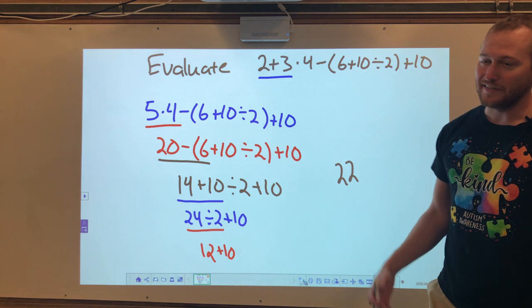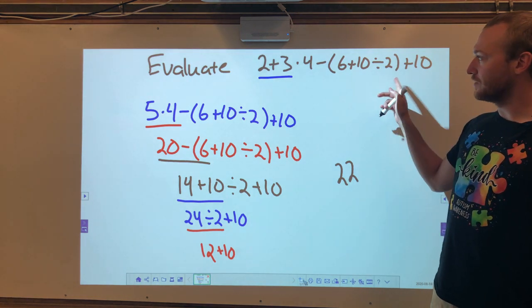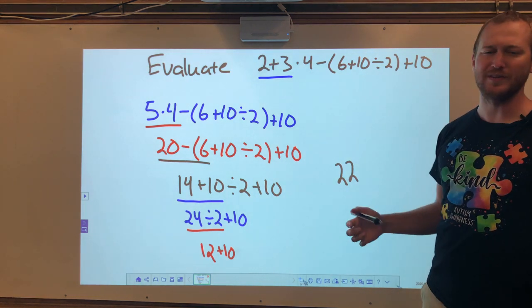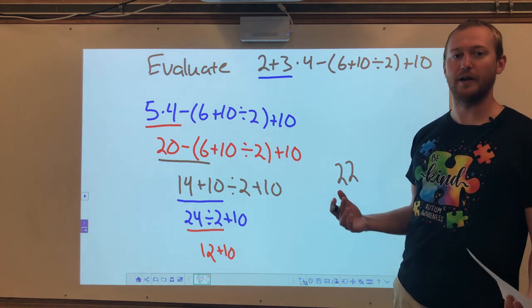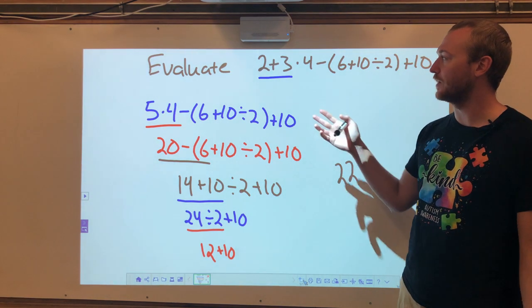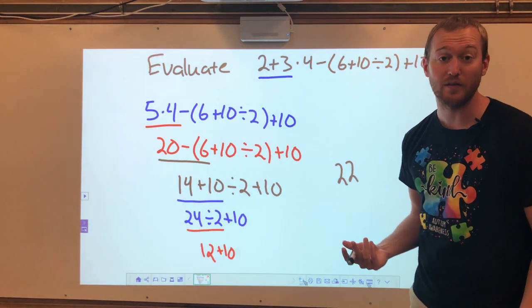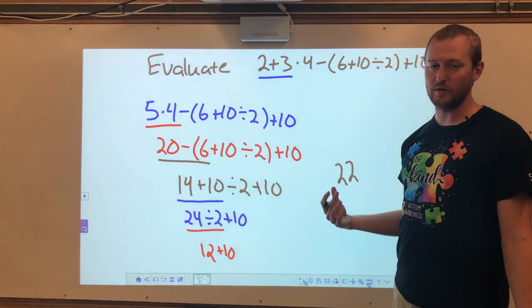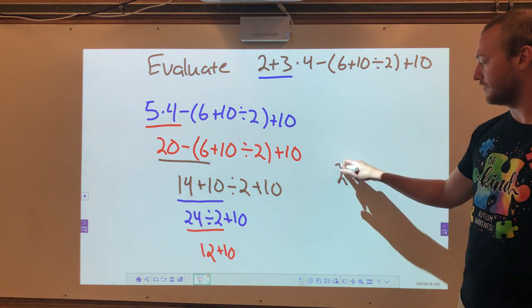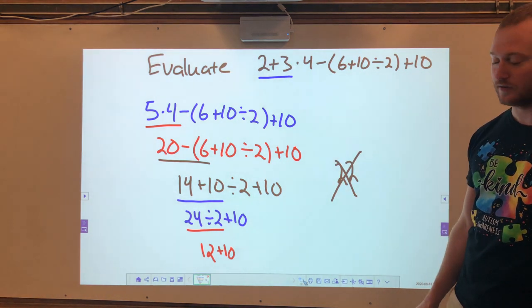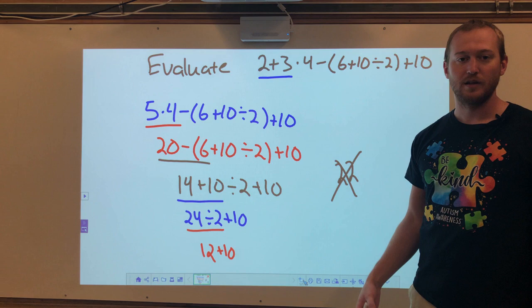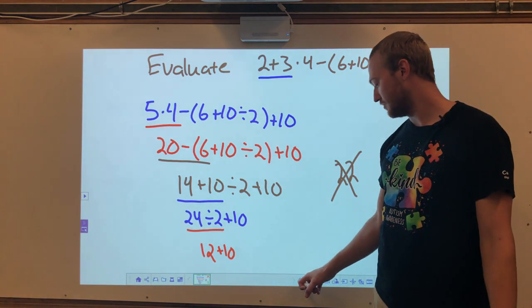Now I'll come out and say that this is not correct. If we evaluate this correctly, we do not get 22. And you might be saying, well, we did the arithmetic correctly, right? 2 plus 3 is 5, 5 times 4 is 20. Yes, we did all that correctly. But the order in which we did this is not correct. This 22 is not correct. We did not follow what's called the order of operations.